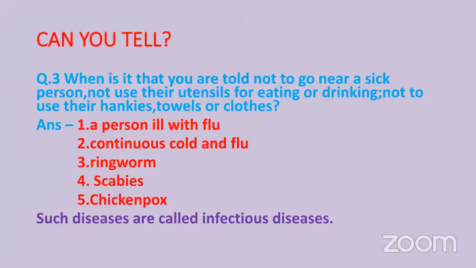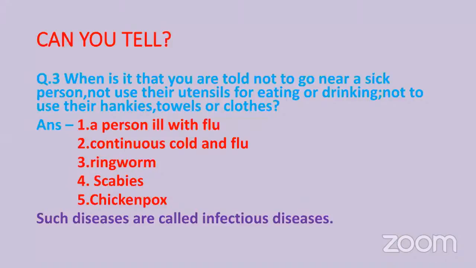First, if a person is ill with flu, we can call it viral fever. If a person is having viral fever or flu, and you go near them, there are chances that even you will suffer from flu. Second one is continuous cold and cough. If you go near them, even you get infected and you will have the same cold and flu in your body.